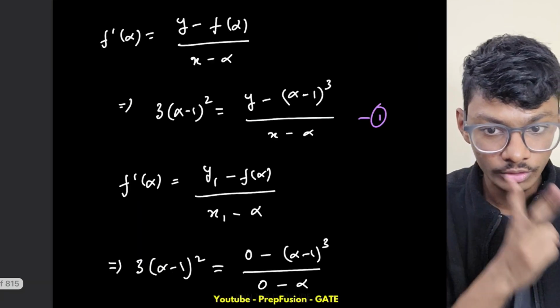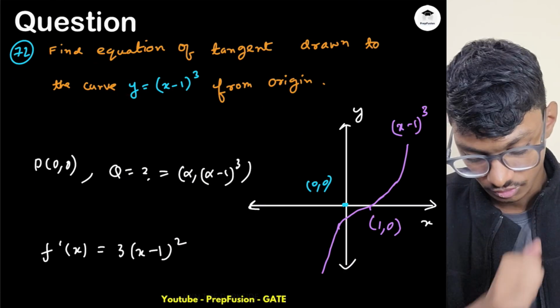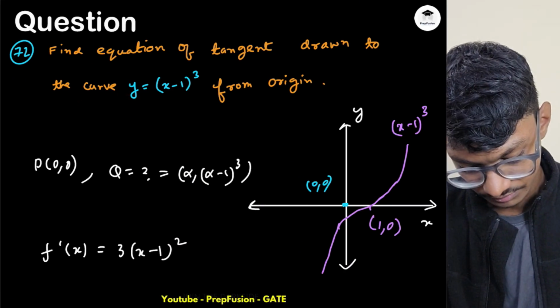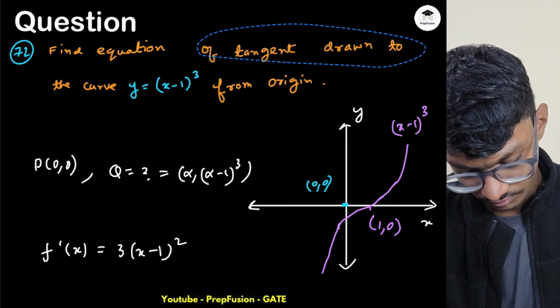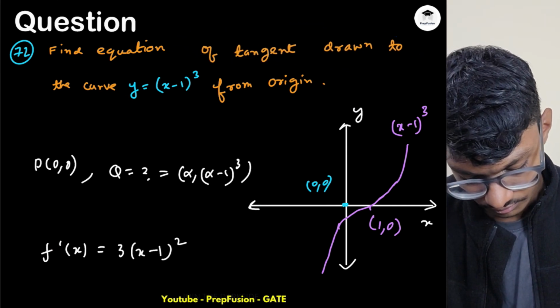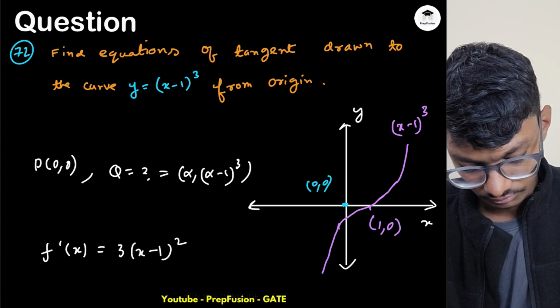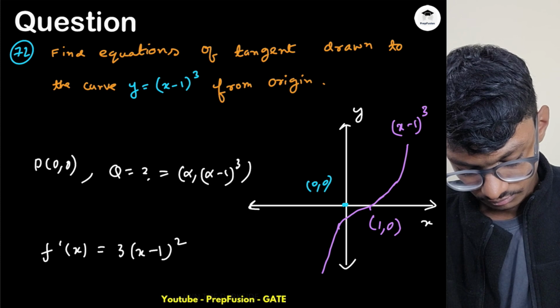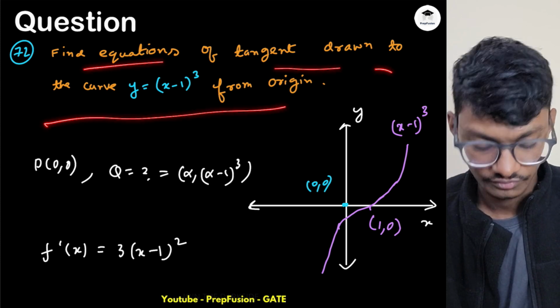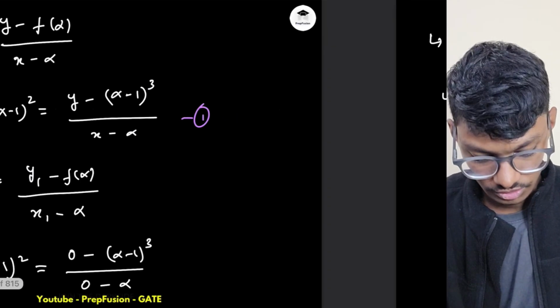I will have two equations, so I should write: find equations of tangent drawn to the curve from the origin. So this is the answer to this question.